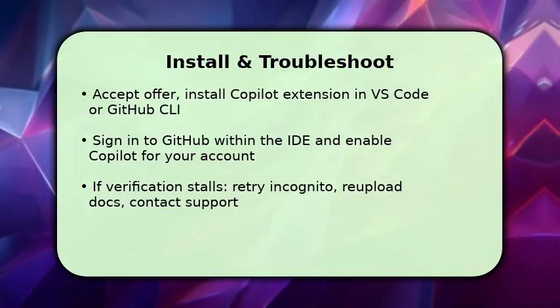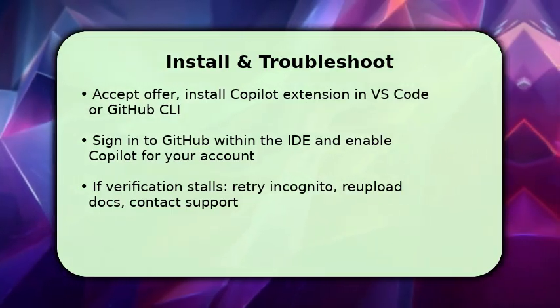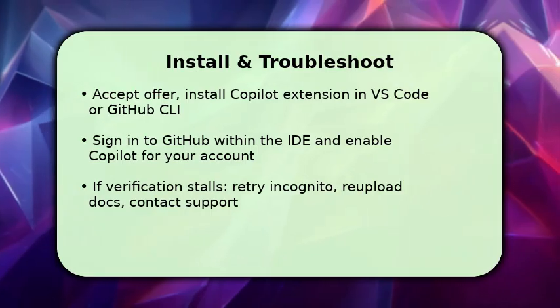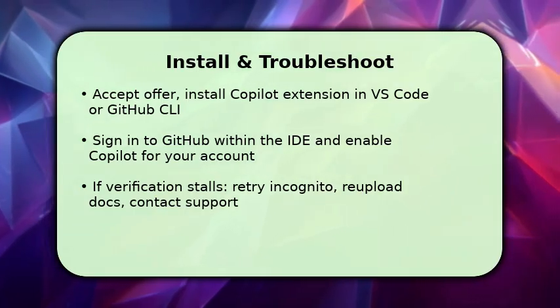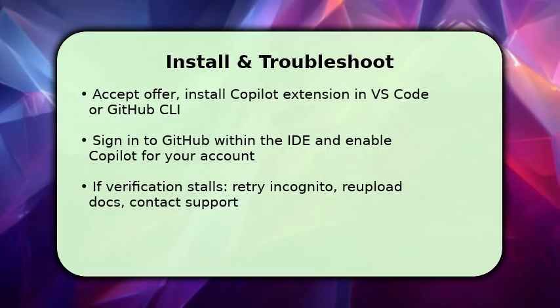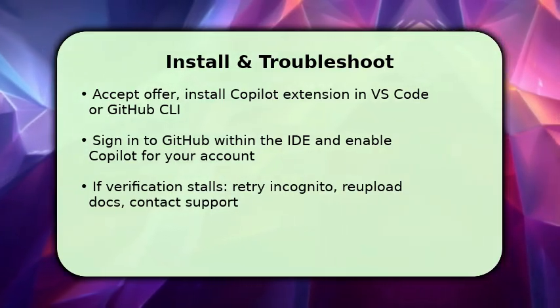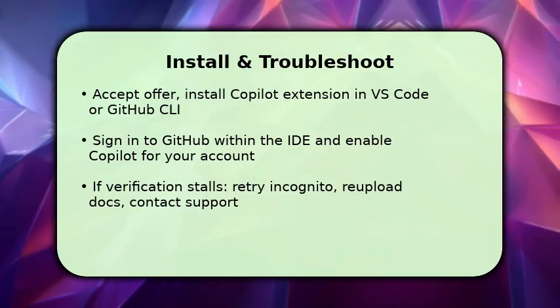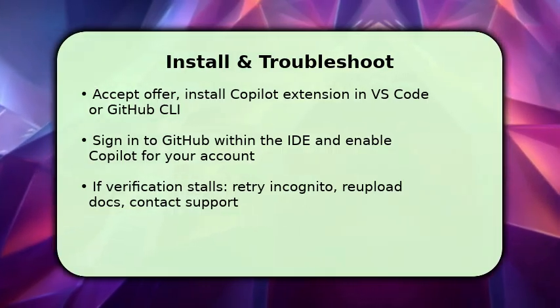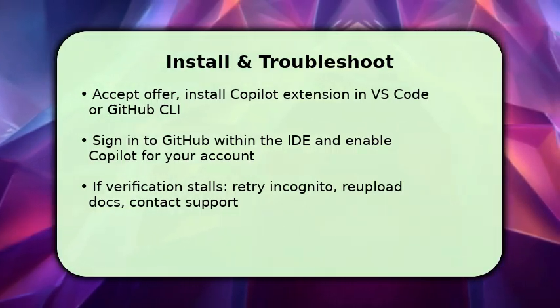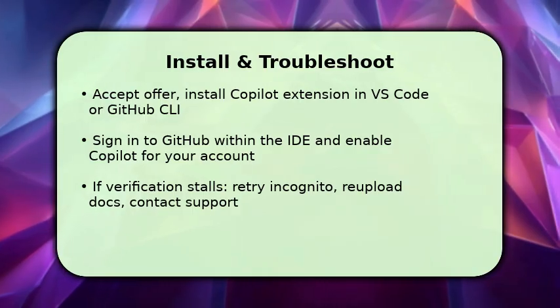Sign in to GitHub inside the IDE and enable Copilot under Settings. Authorize any requested permissions. If something goes wrong, try an incognito browser to reapply, upload clearer verification documents, or contact GitHub Education support with your student proof. One key tip: clearing cached credentials often resolves sign-in glitches quickly.